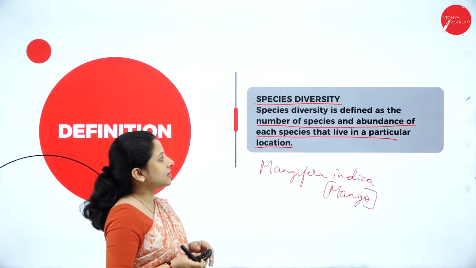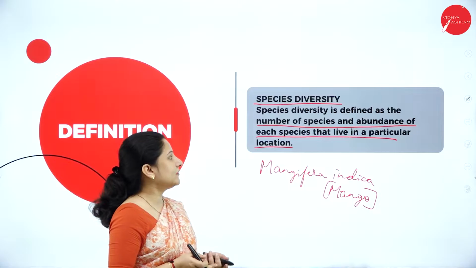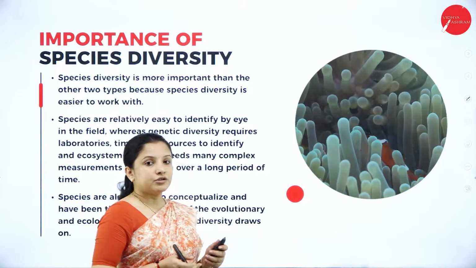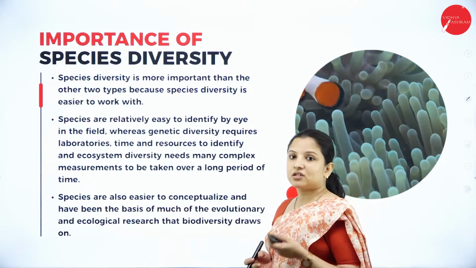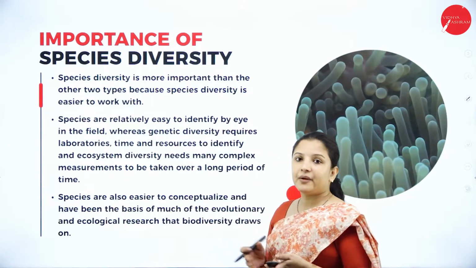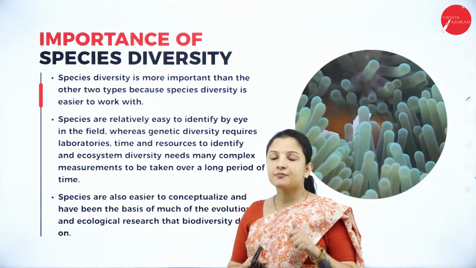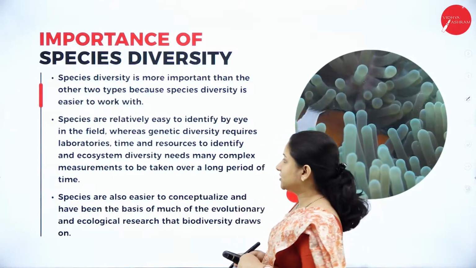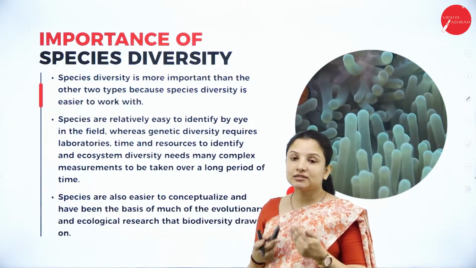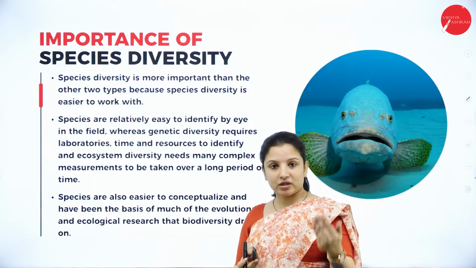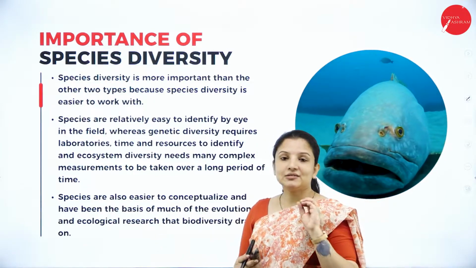So species diversity is defined as the number of species and the abundance of each species that live in a particular location. Talking about the importance of species diversity, it is very, very important when compared to the other two levels of diversity, that is the genetic diversity and the ecological diversity. How? We shall look into it. Why? Because species diversity is easier to work with, rather than working with the genes and the ecosystem as a whole.